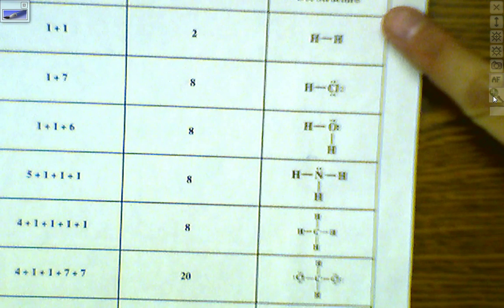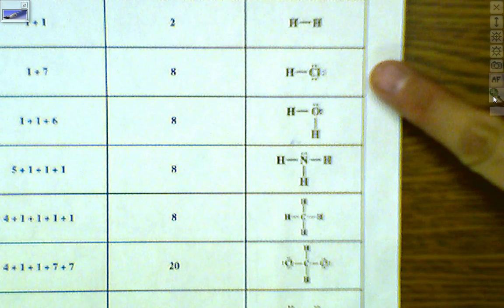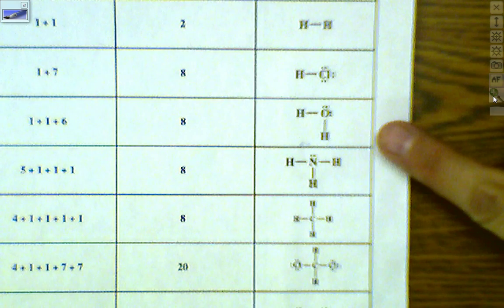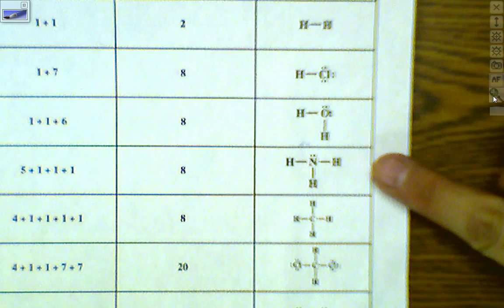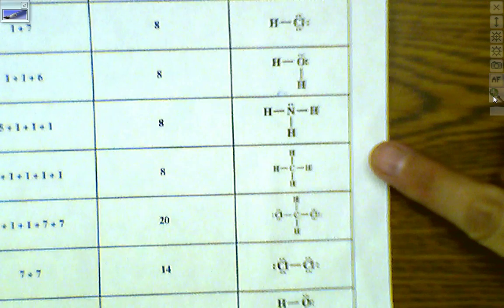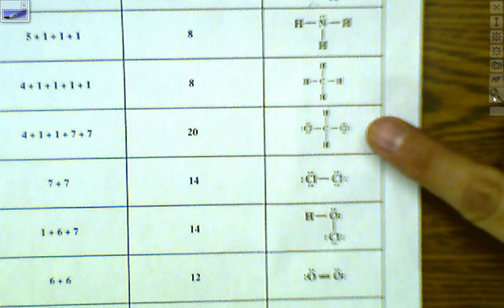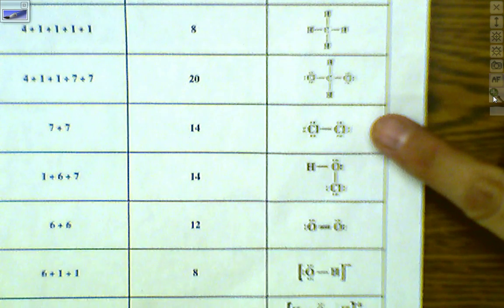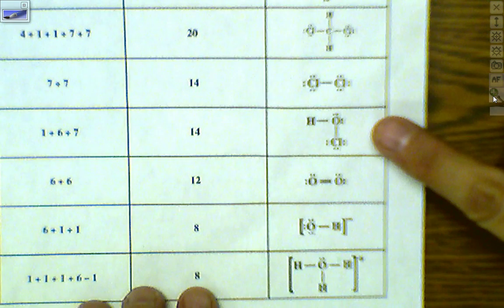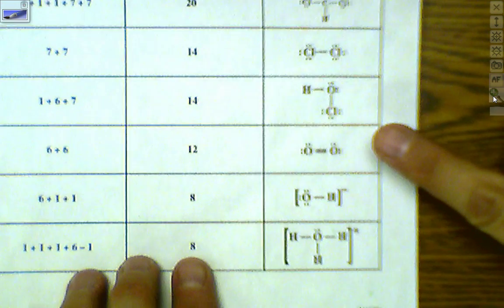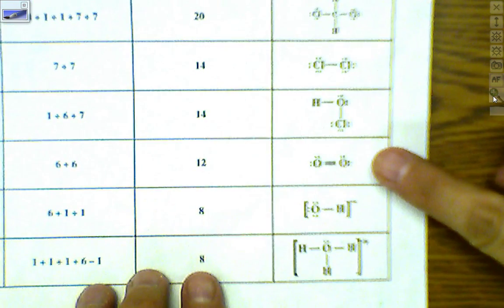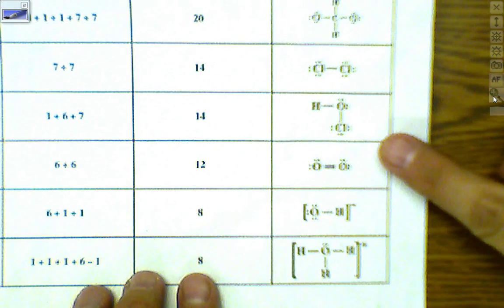Number 1, 2, 3, 4, 5, 6, 7, 8, 9, O2, oxygen, that has a double bond in it.